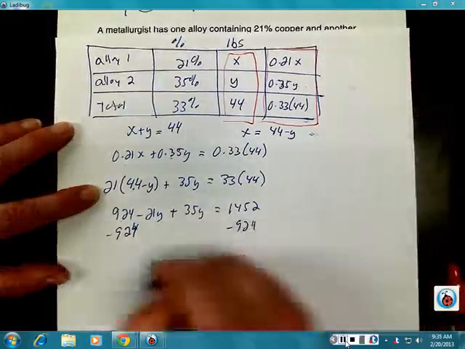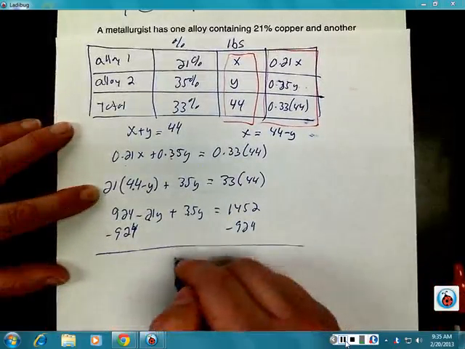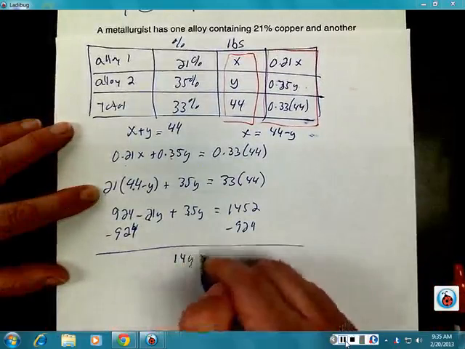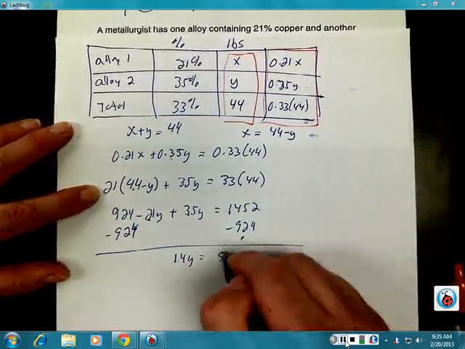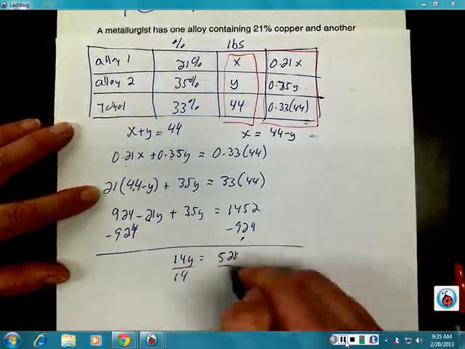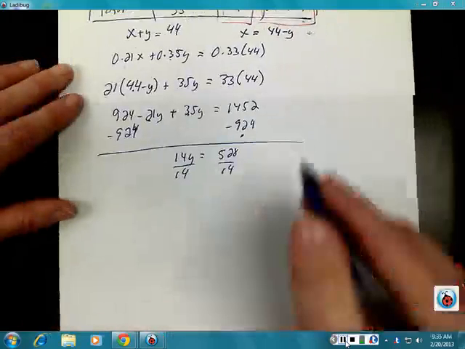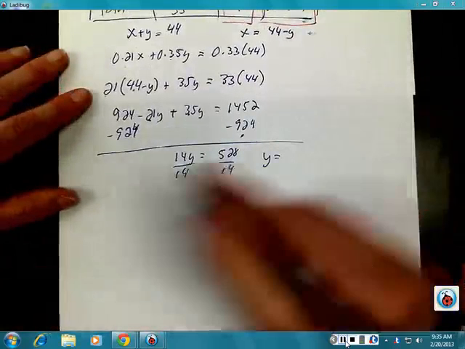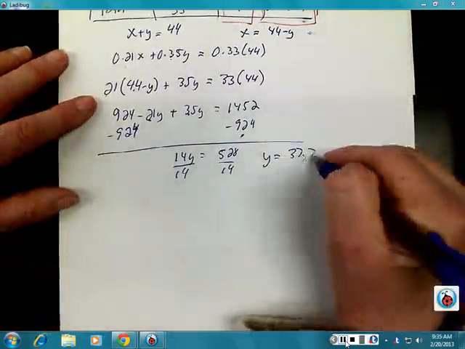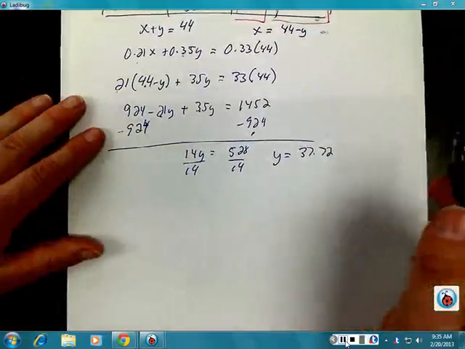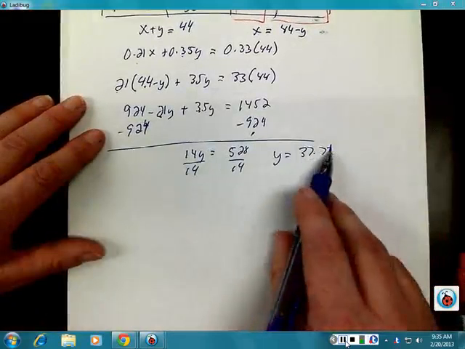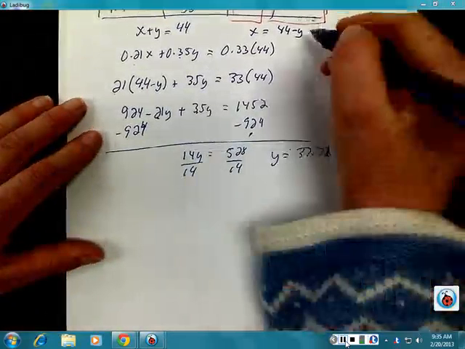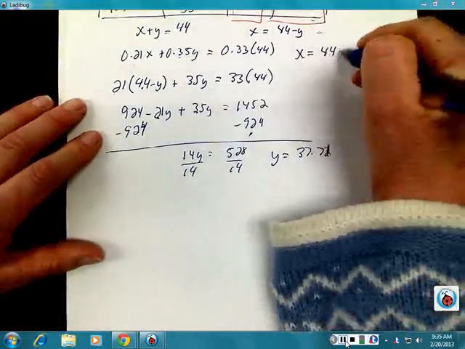Okay, 1,452 minus 924. 21 from 35 leaves me with 14. And what's the 924 from the 1,452? 528, you said? Divide by 14. If I divide by 14, what does y equal? 37.72. What does it say? How many decimals? 2 decimals, round to 2. 37.71, we all agree? Correct.